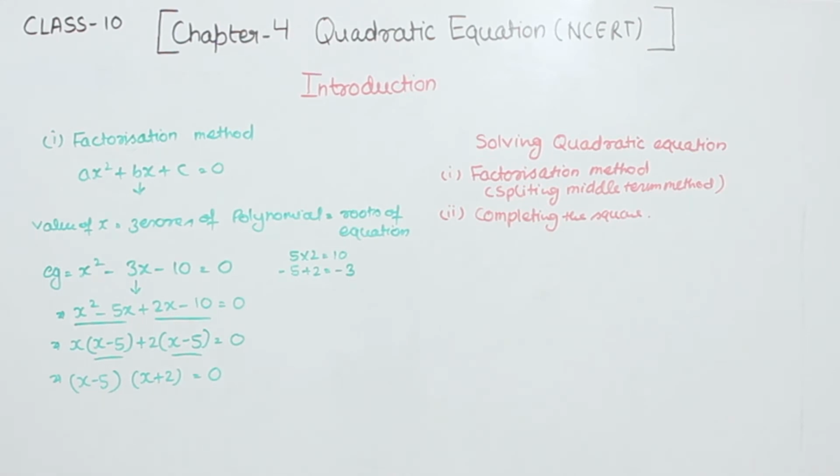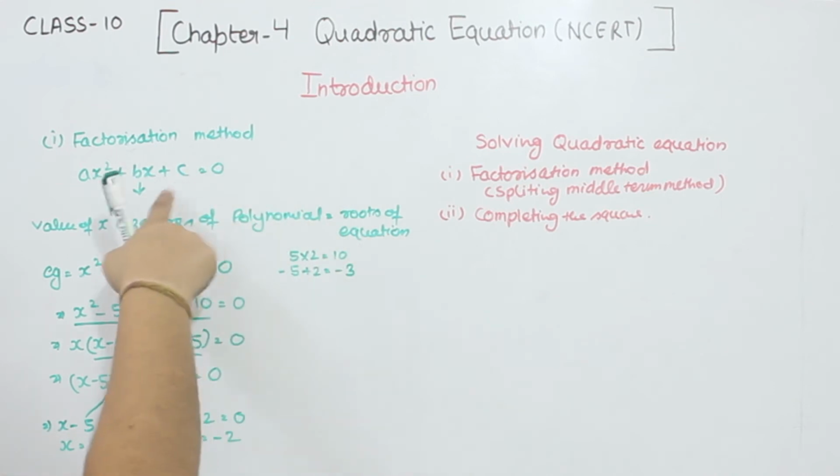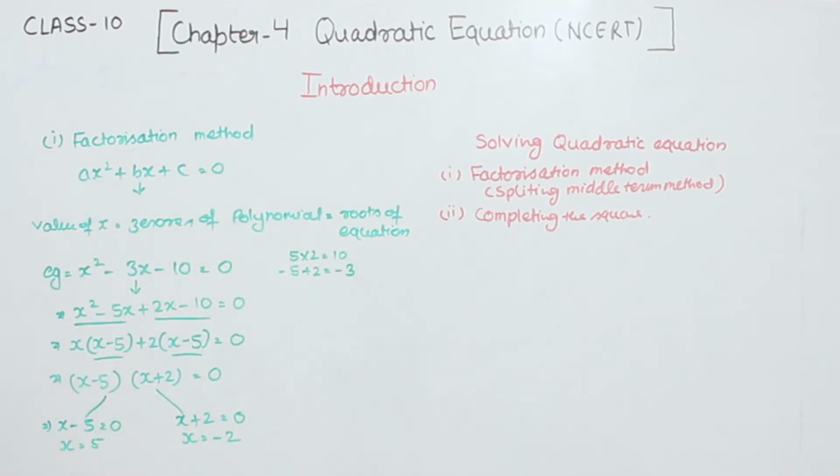Now we have to find the value of x here. First, x minus 5 is equal to 0, so we have x equal to 5. Then x plus 2 is equal to 0, so the value of x is minus 2. So these two values of x are the roots of the equation, the zeros of the polynomial.